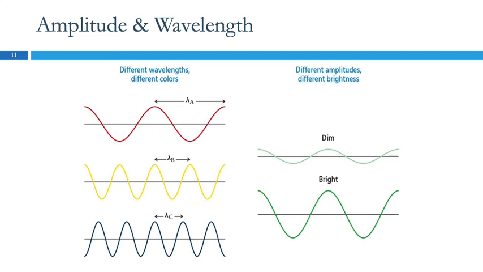Our eyes interpret different wavelengths of electromagnetic radiation as different colors. And here is comparing amplitudes. So a dim light would have a low amplitude, a bright light would have a high, large amplitude. But the wavelength would be the same if they're the same color.